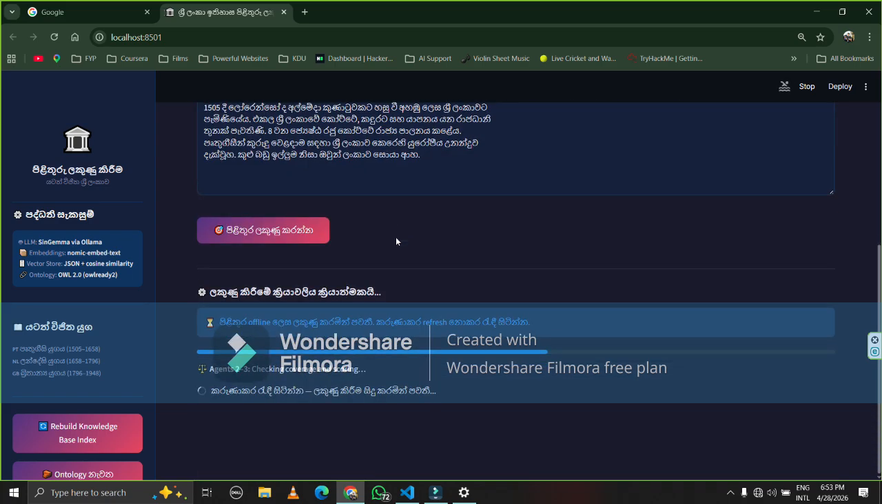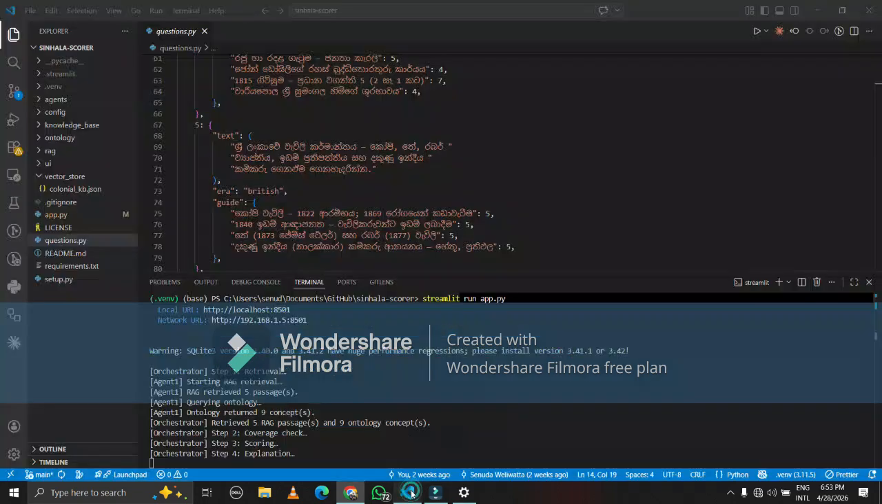So now the agents are running. Until they finish, I can show you how the backend of this system is working. As you can see, first the orchestrator has started running, and it called the retrieval agent as step one, and it retrieved five passages. Then it queried the ontology, and the ontology returned nine concepts, and the orchestrator retrieved both those passages and ontology concepts.